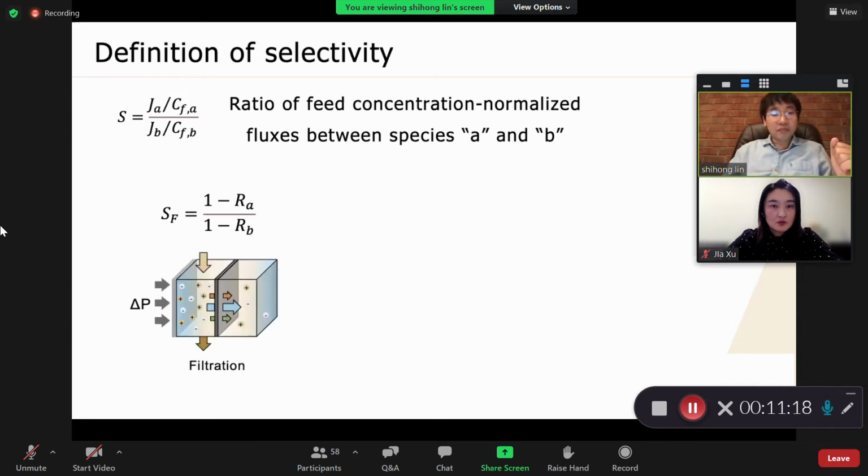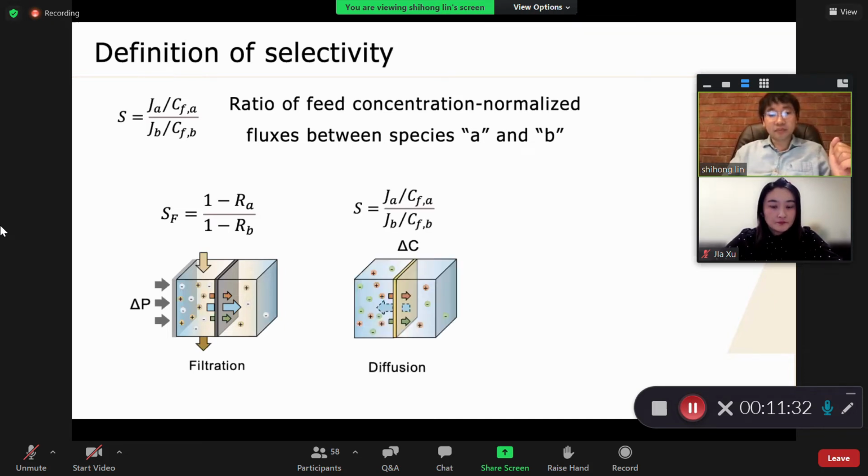So for filtration, for an NF experiment, this is actually equivalent to the ratio between 1 minus the rejection. So we measure the rejection rate, and we can calculate this selectivity. For diffusion experiment, because we measure the flux directly, we just use the definition directly.